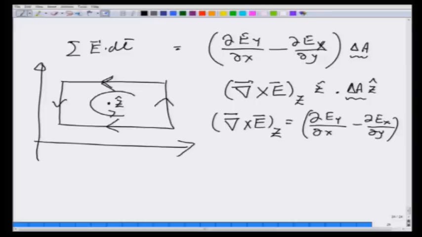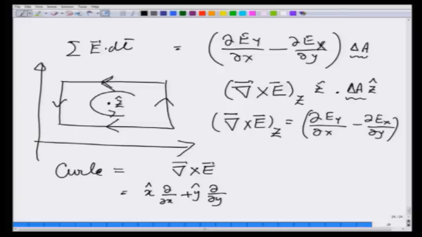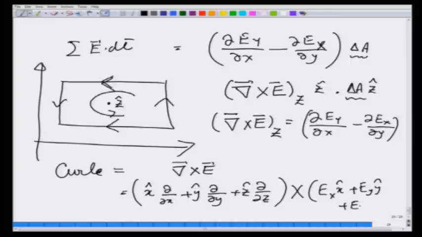You can similarly calculate other components, and I will leave this as an exercise for you, and then the curl is defined as curl of E, which is symbolically (x-hat partial x plus y-hat partial y plus z-hat partial z), which is something we had introduced earlier, cross product with (E_x x-hat plus E_y y-hat plus E_z z-hat). I will first take the cross product of the unit vectors and then do the differential operation, and that will give you the curl.